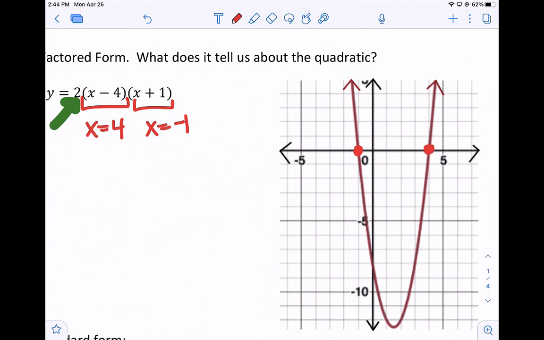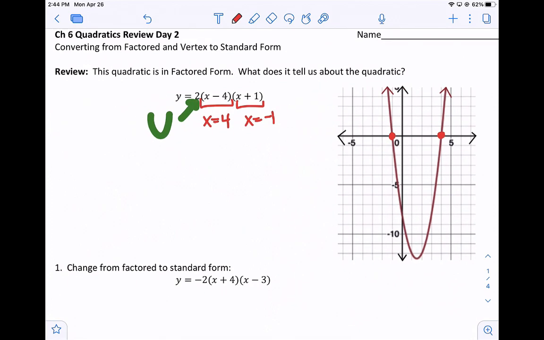So factored form gives us the direction and how wide or how skinny the graph is. And it also tells us where the x-intercepts are. We take a look at the factors and we think what makes it equal 0. So a few things that factored form tells us. So the bulk of the lesson today is to review how we change it from factored form and multiply it out so that it's standard form.